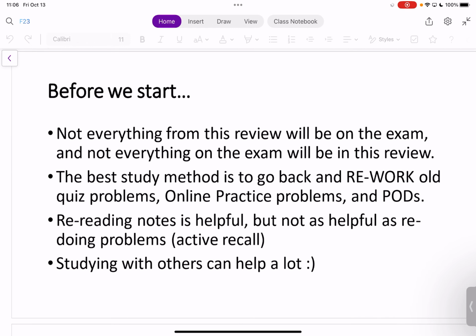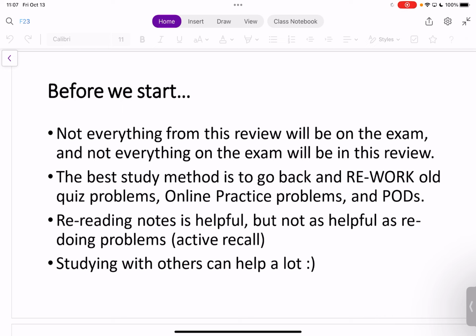Not everything from this review is going to be on the exam, and not everything on the exam will be on this review. The best study method, I would say, is to go back and rework old homework problems or quiz problems, online practice problems. It's much better to practice a bunch of old practice problems than to just read your textbook over and over again. They call this active recall. It's been proven to work better scientifically.